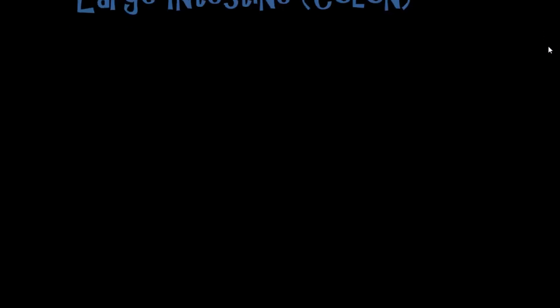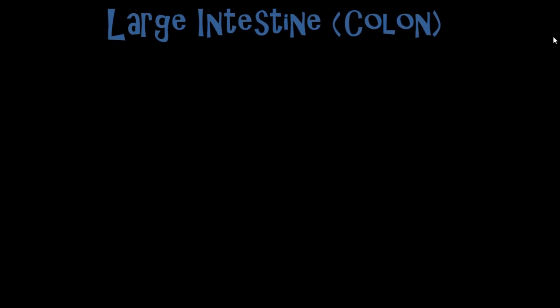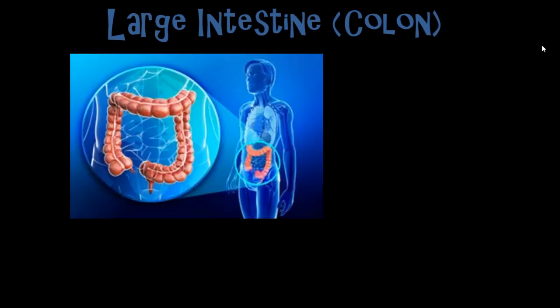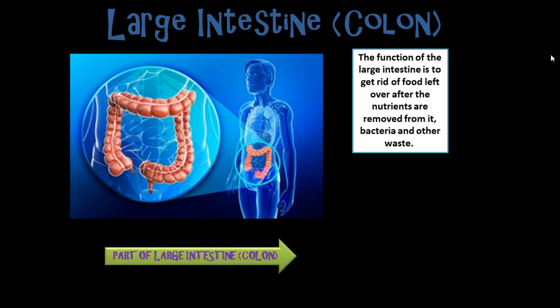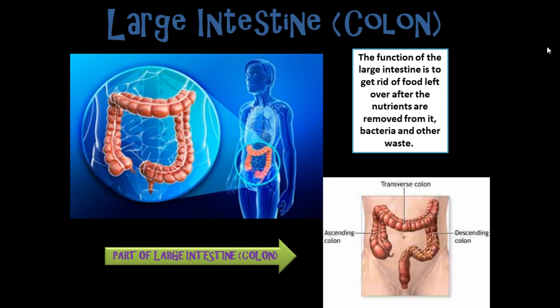Large intestine or colon. The function of the large intestine is to get rid of food left over after the nutrients are removed from it, bacteria, and other waste. The large intestine or colon can be divided into three parts: the ascending colon, the transverse colon, and the descending colon.